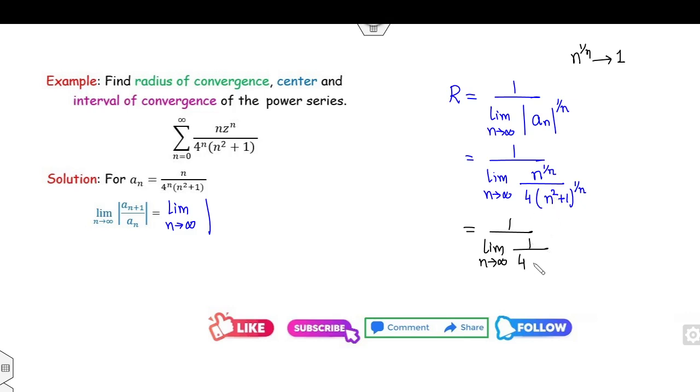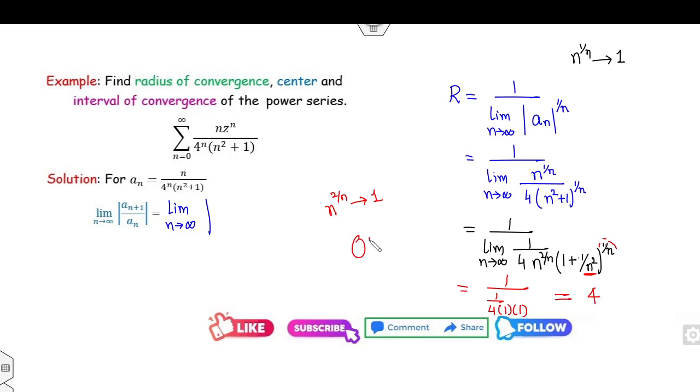I can take n squared as a common factor, so n raised to power 2 over n is outside, and inside is 1 over 1 plus n squared, raised to power 1 over n. Now if you take the limit, again n raised to power 1 over n goes to 1 as n approaches infinity. So it is 1 over 4 into 1. This value goes to 0, this value goes to 0. Anything to the power 0 is 1. So you can see the answer is 4.